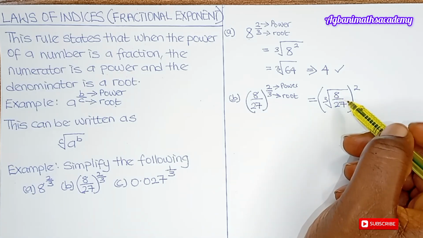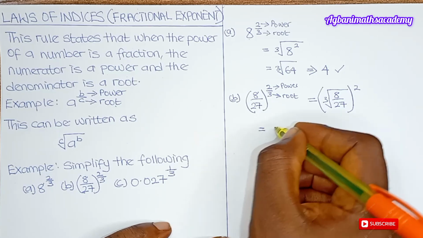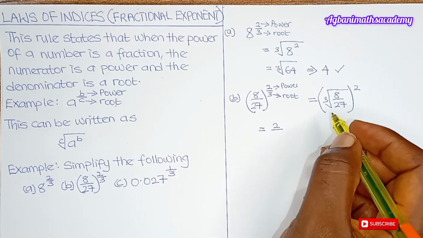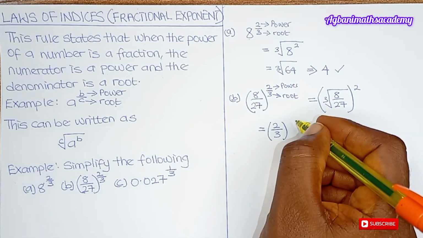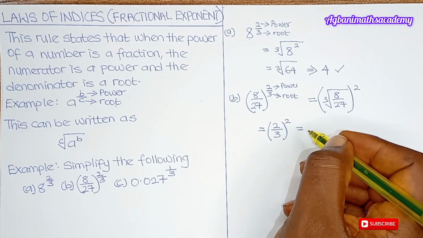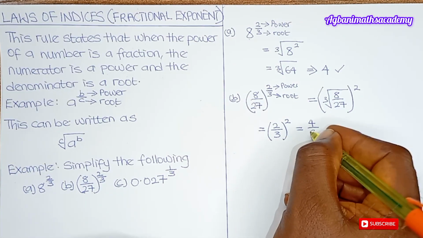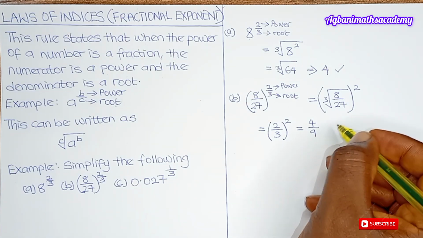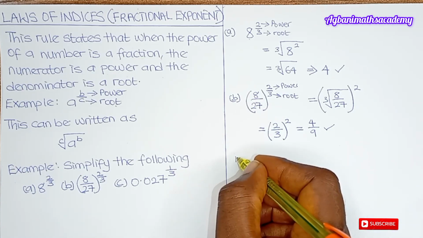The cube root of 8 is a number that will multiply itself 3 times to give you 8. And that number is 2. 2 multiplied by 2 is 4, 4 multiplied by 2 is 8. And the cube root of 27 is 3. 3 multiplied by 3 is 9, 9 multiplied by 3 is 27. So we have 2 all over 3, squared. What is 2 all over 3 squared? The square of 2 is 4, and the square of 3 is 9. So our final answer for this question is 4 all over 9. Simple.